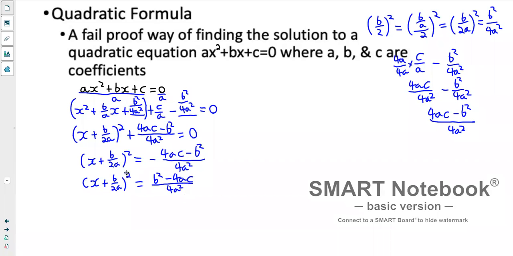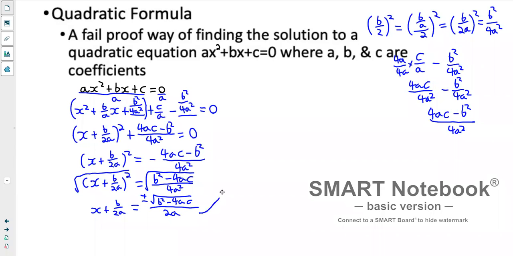So our next step now is to get rid of the square, by taking the square root. So that gives us x plus b over 2a is equal to, we can't take the square root of the numerator, but we can take the square root of the denominator. So we have plus or minus the square root of b squared minus 4ac divided by 2a.